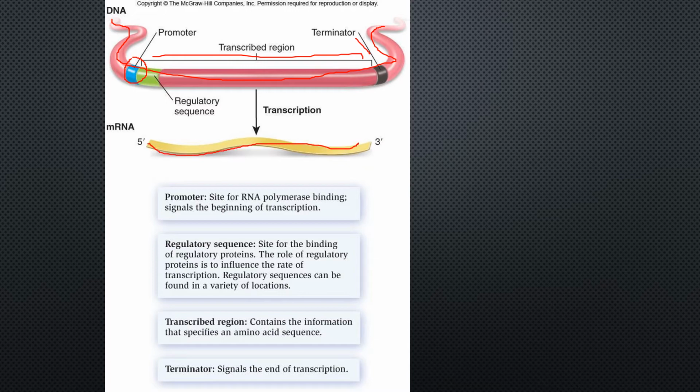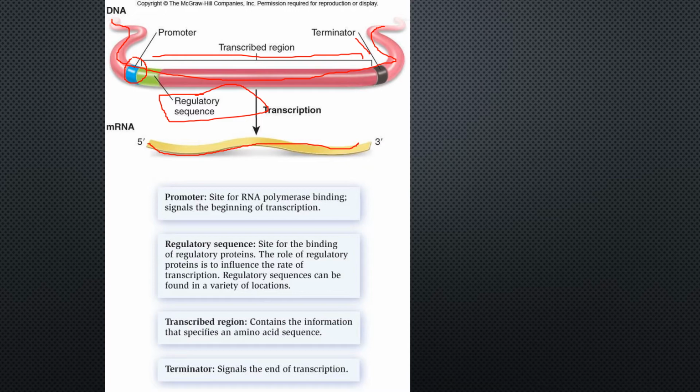Now this image also mentions what we call a regulatory sequence. And basically that is just a place that regulatory proteins bind, and the role of those regulatory proteins is to basically determine how fast this region is transcribed. And it doesn't always have to be right after the promoter. It can be throughout the transcription region.